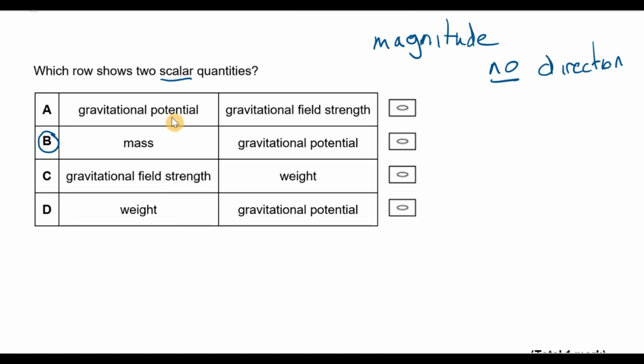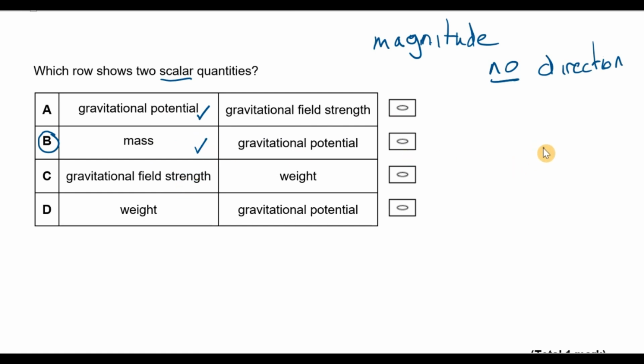Gravitational potential. Well, gravitational potential is energy per unit mass. Neither energy nor mass have direction. So gravitational potential doesn't have direction, so it is a scalar quantity. Mass doesn't have direction, so it too is a scalar quantity.